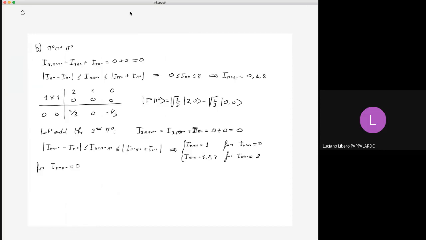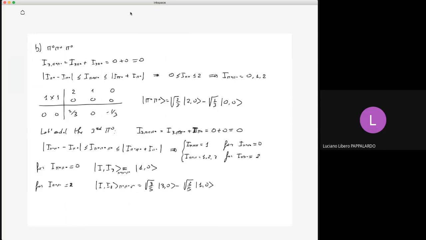For I pi 0 equals 0, we have only one possibility. So the isospin wave function for the three pi zeros will look like just 1, 0. For I pi 0 equal 2, instead, we have to combine the two isospin states through the Clebsch-Gordan coefficients. This is the same situation that we have seen before. So this is I3 pi 0. We found again square root of 3/5 |3,0> minus square root of 2/5 |1,0>.